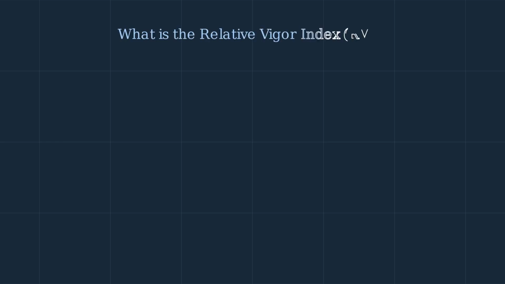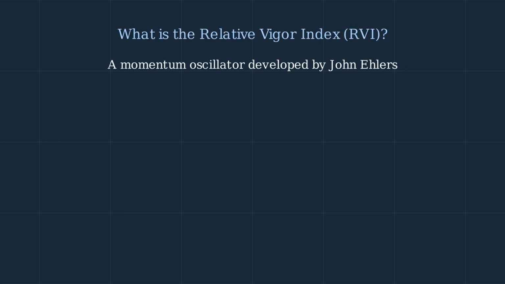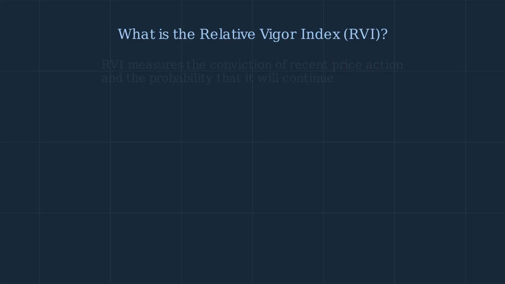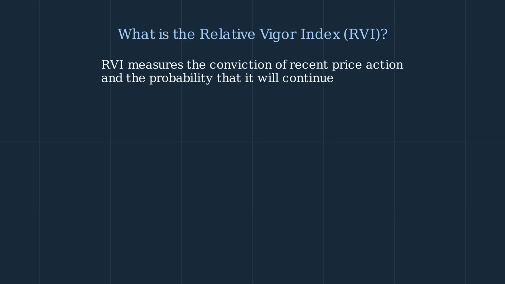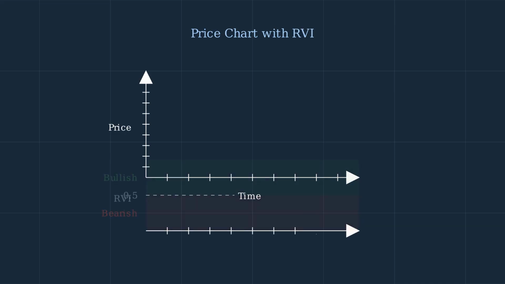The Relative Vigor Index, commonly known as RVI, is a momentum oscillator developed by John Ehlers. It measures the conviction of recent price action and calculates the probability that price movement will continue in its current direction. Let's look at how RVI is visualized. Here we have a price chart with the RVI oscillator below it.